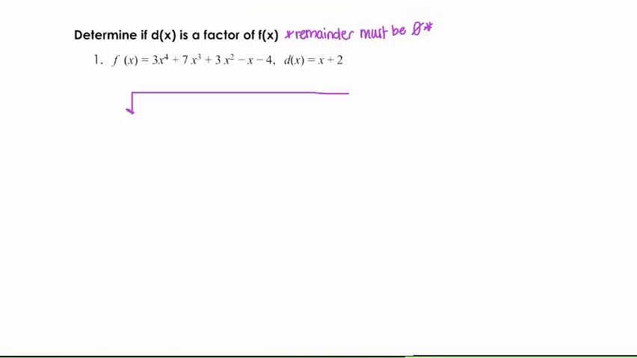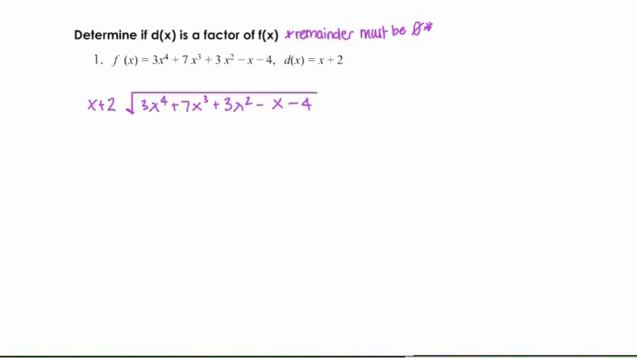When we set up our synthetic division, our d of x, which is x plus 2, goes on the outside of the division, and the argument being divided, inside, is the 3x to the 4th argument, which is f of x. Once you have that copied down, you can go ahead and start dividing out.